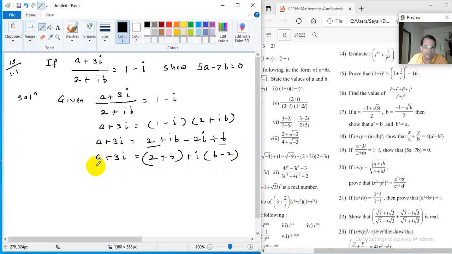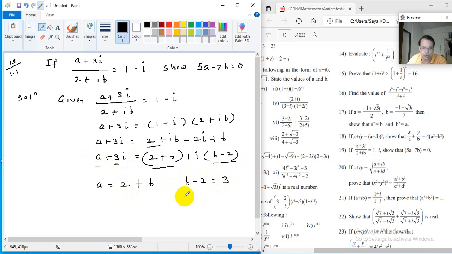Now these real parts must be equal because these two complex numbers are equal. We are given that these two things are equal. So we are now in a position to apply the rule for equality of complex numbers. By that, real parts must be equal. So a must be equal to 2 plus b. Because this is the real part on this side, and here the imaginary part is 3, here the imaginary part is b minus 2. So b minus 2 must be 3.